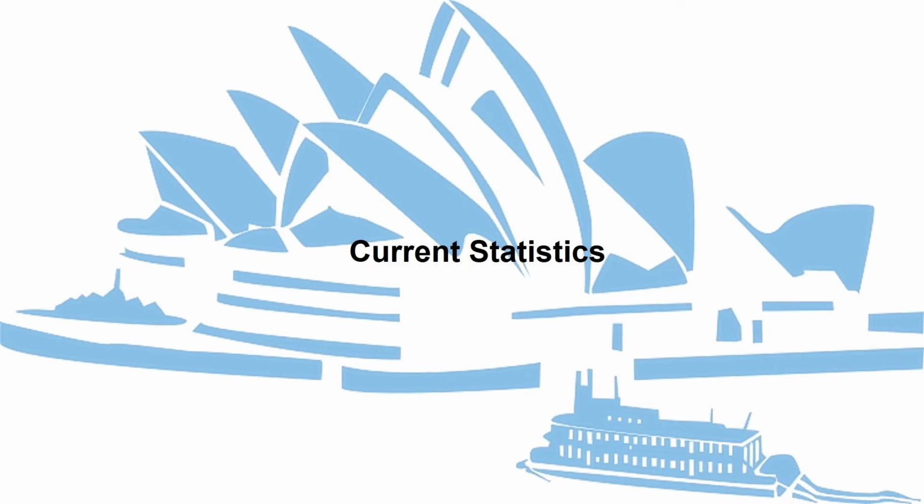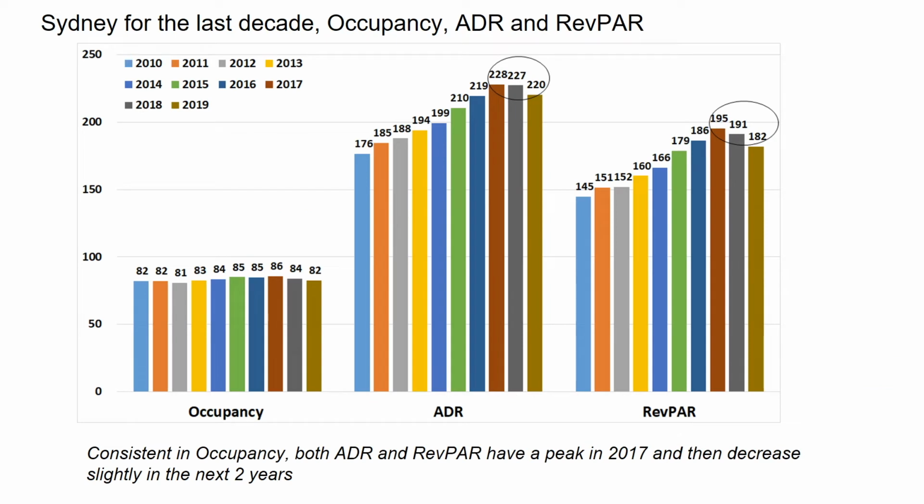I will now show you with some important graphs some of the most current statistics of the market of Sydney. As you can see, for the last decade of Sydney, the occupancy was very consistent. In 2010 it was 82, and in 2019 it was 82 again. The peaking point is in 2017 with a number of 86.